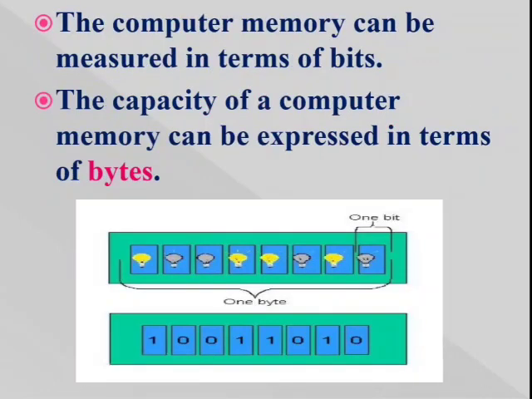The capacity of a computer memory can also be expressed in terms of bytes. But what is a byte? A combination of 8 bits makes up 1 byte. 1 bit means 0 और 1. वैसे टोटल 8 बिट्स मिलते हैं तब 1 बाइट बनता है.